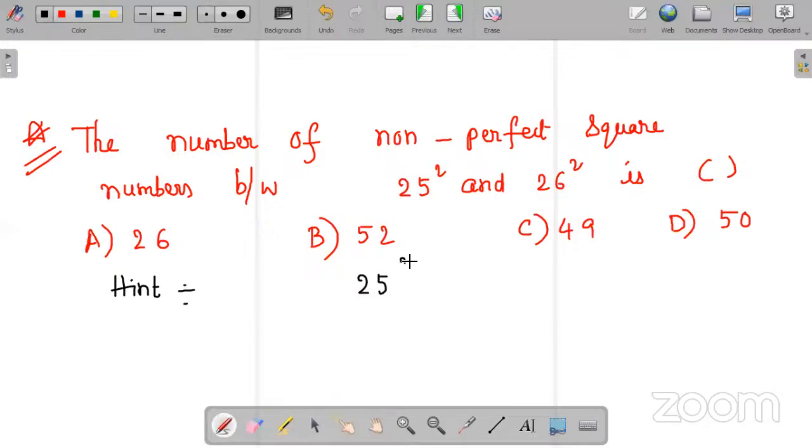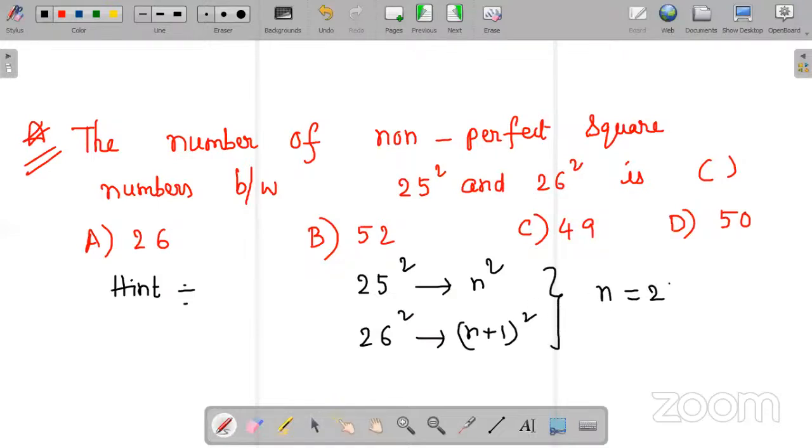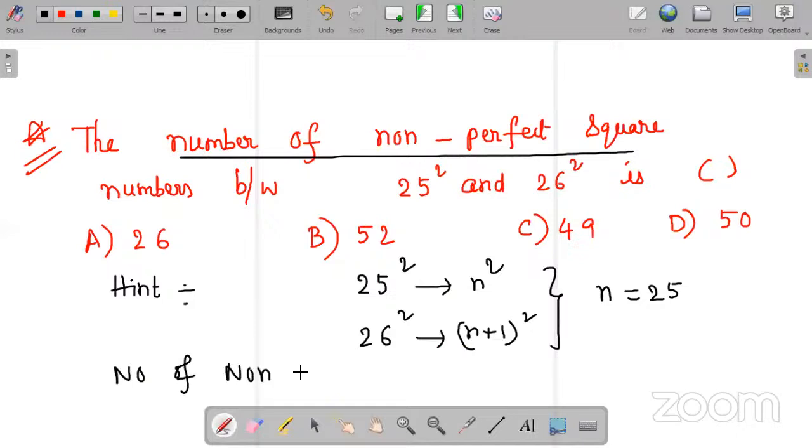This 25 square is equated to n square. 26 square is (n plus 1) square. So from this we get the n value. n value is equal to 25. We need the number of non-perfect squares. So the number of non-perfect squares is equal to 2n. 2 into 25 is equal to 50.